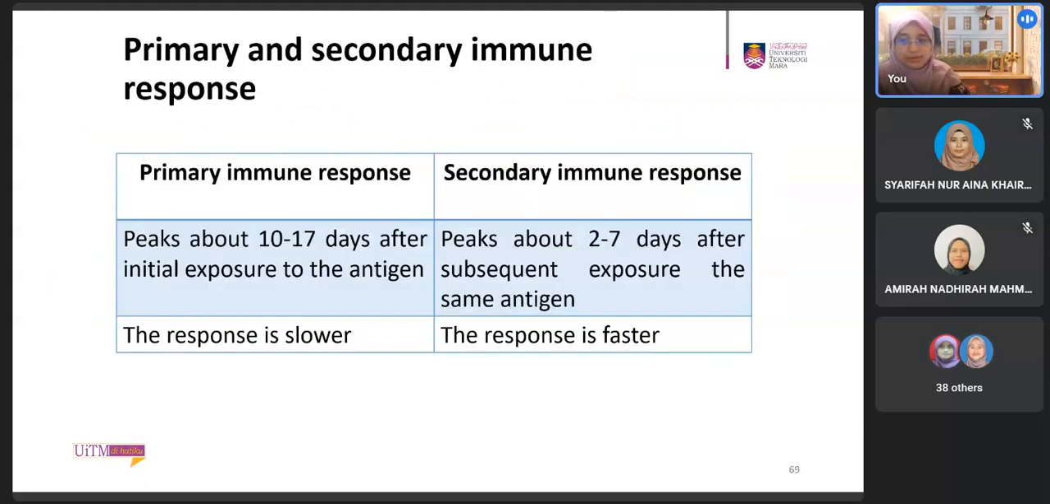So next, primary and secondary immune response. Okay, these are the differences between primary immune response and secondary immune response.